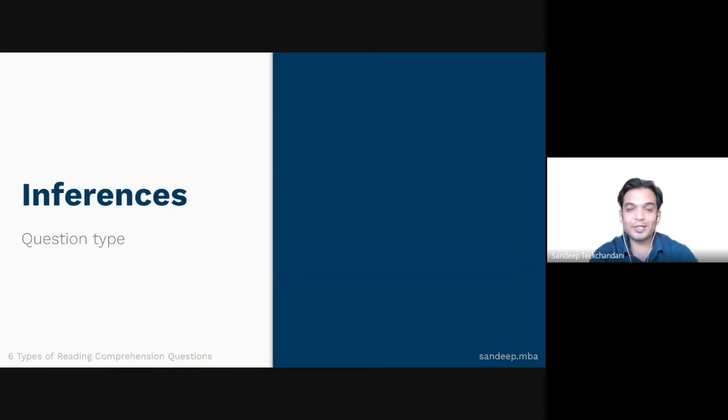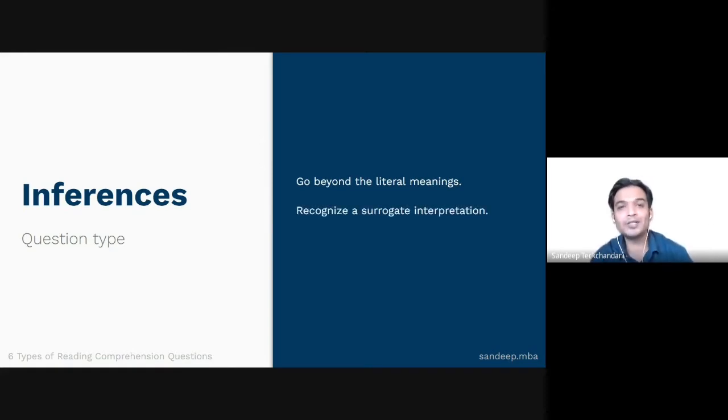In this slide, we will study the inference type of questions. These questions test the ideas that are not directly stated in the passage but are implied by the author. These questions ask about ideas that must be deduced from the information that is directly stated. They measure your ability to decode the author's obscured meaning. To answer these questions, you may have to go beyond the literal meanings of the words, recognize a surrogate interpretation, that is, you will have to come up with an alternative explanation, identify the meaning metaphorically.